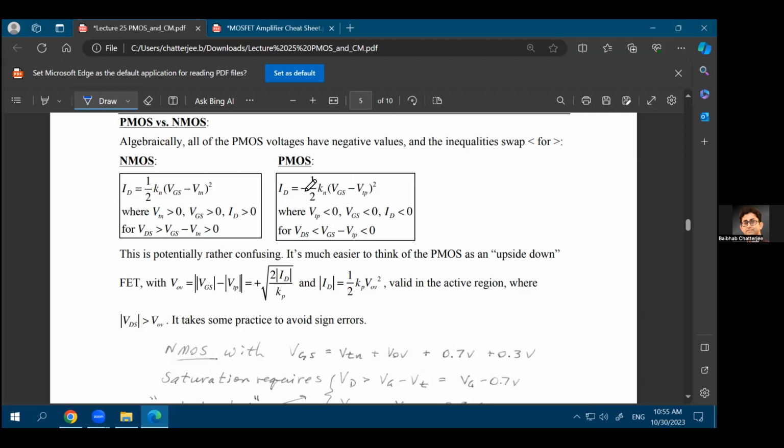But if the negative sign confuses you, which I get confused a lot of times, the way I try to think about these equations is this. For NMOS, you know that you need to have VGS greater than the threshold voltage, right? For PMOS, instead of writing VGS, you write VSG, right? Because everything is reversed for PMOS.